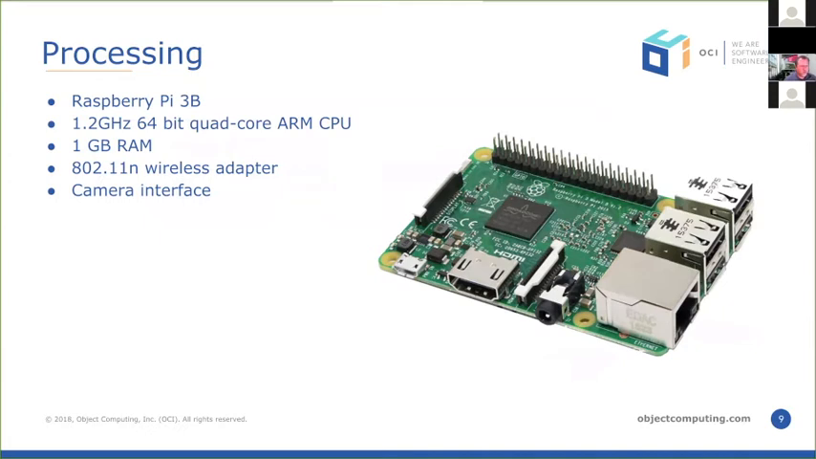All right, so for all the processing right now, we're using a Raspberry Pi 3B. It's just a 1.2 gigahertz quad-core ARM CPU. It's got a gigabyte of RAM, it's got a wireless adapter, and most importantly, it has a camera interface for a Raspberry Pi camera, which I'll show you how that makes the car work.